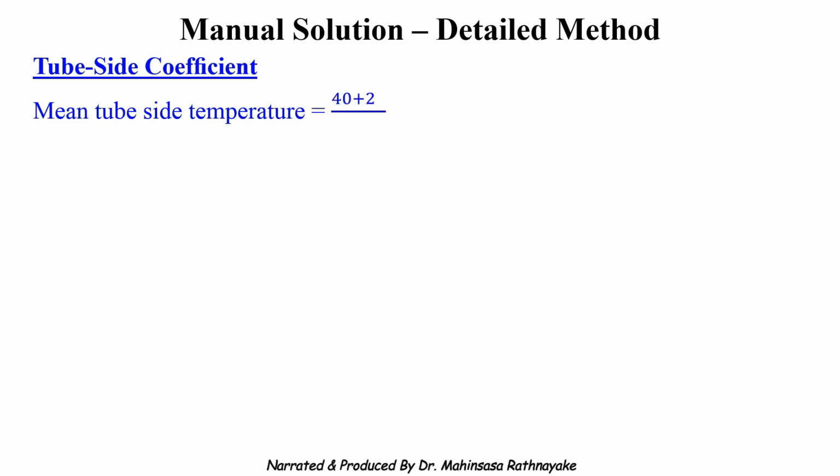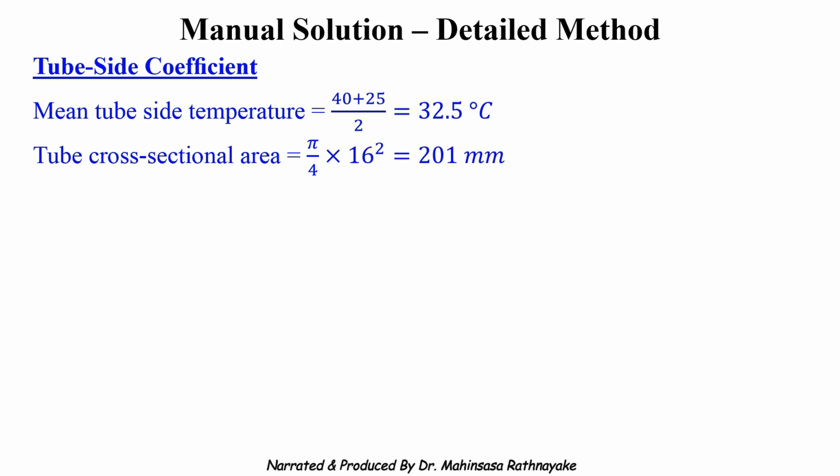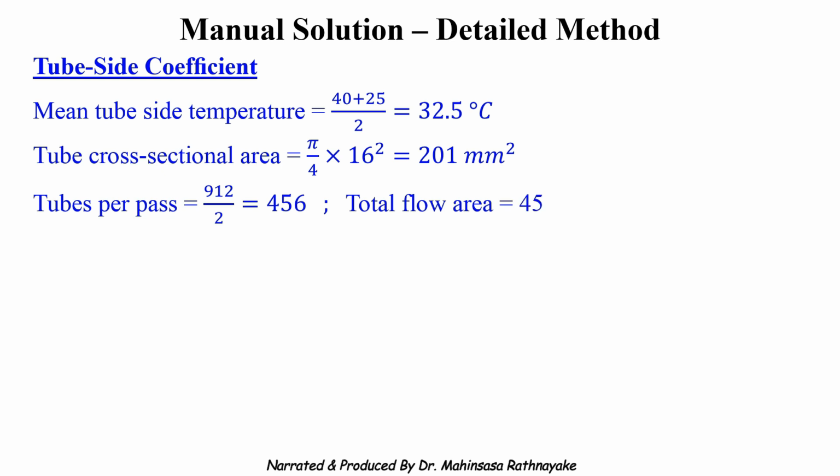In order to find out the corrected overall heat transfer coefficient based on the geometry of heat exchanger, first we need to find out the tube side coefficient. We can find out the mean tube side temperature is equal to 32.5 degrees Celsius. The tube cross-sectional area is equal to 201 square millimeters. Since we have two tube passes, the number of tubes per pass is equal to 456.